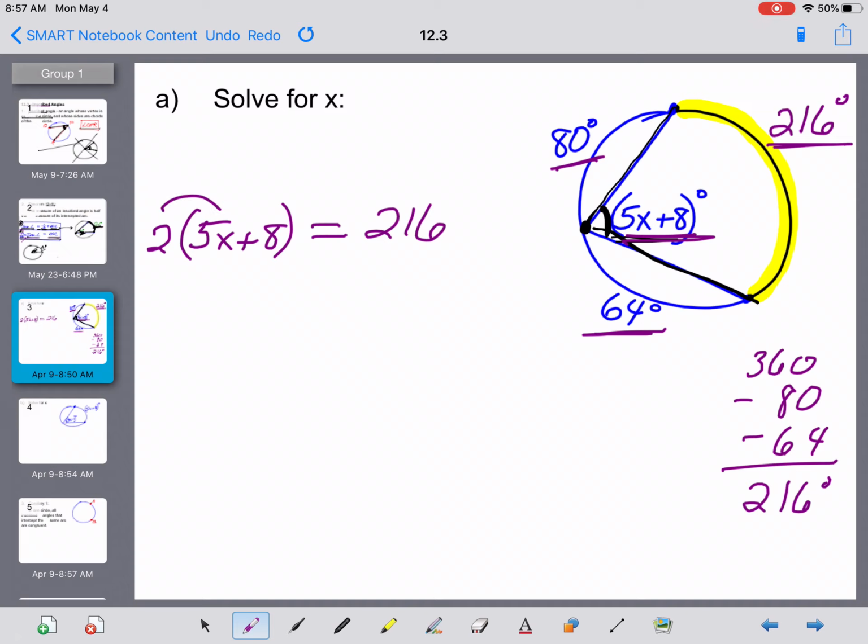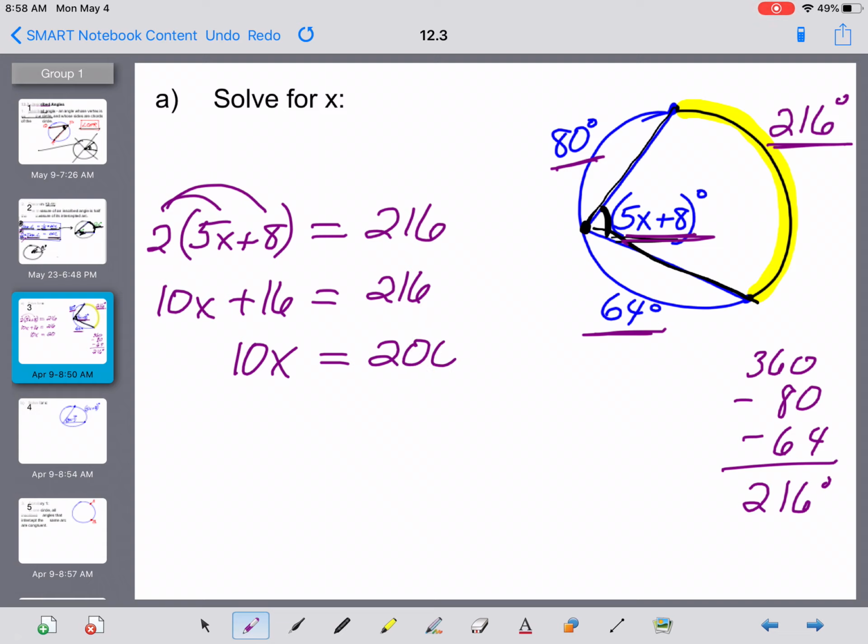Most of you, I would think, would want to distribute the 2 here. I would actually divide by the 2, but nobody in the world agrees with me. So we'll go 10x plus 16 is equal to 216. We'll subtract that 16 from both sides and get a nice round 200 over here on the right. And we'll divide by 10, and we'll come up with x is equal to 20.